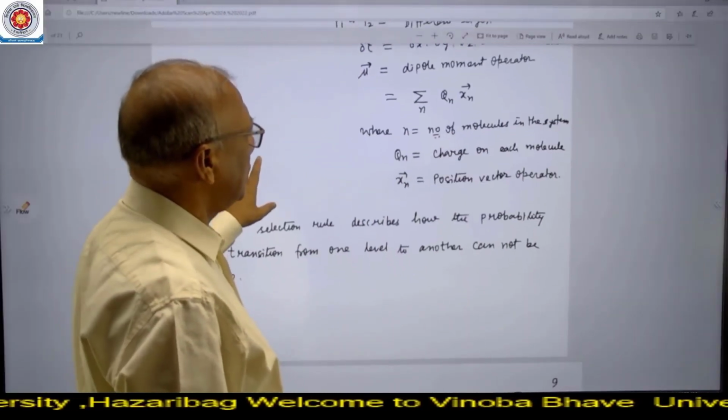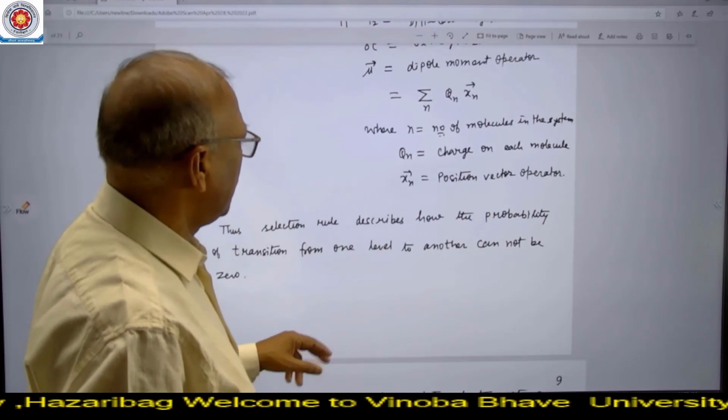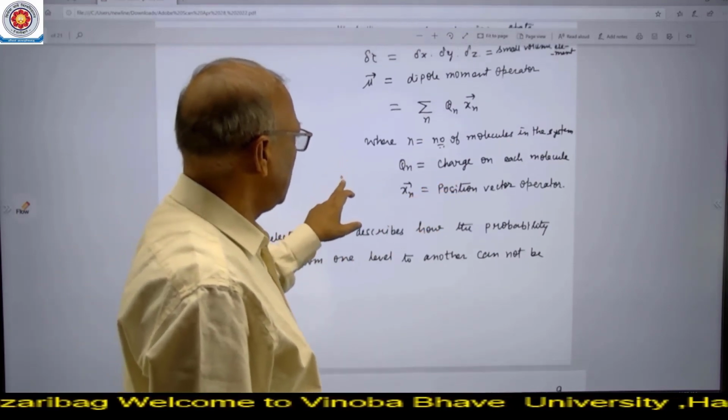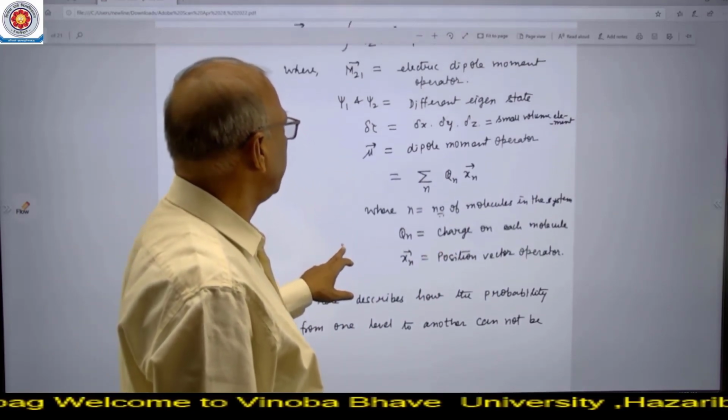N is the number of molecules in this system. Qn is the charge on each molecule. Xn is the position vector operator.